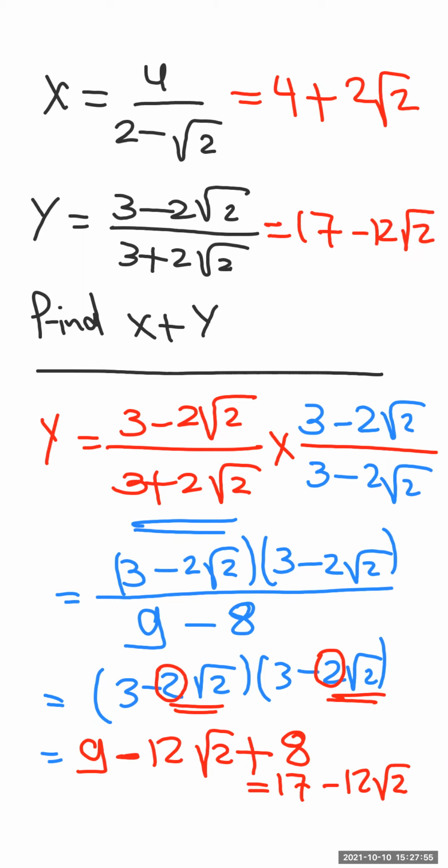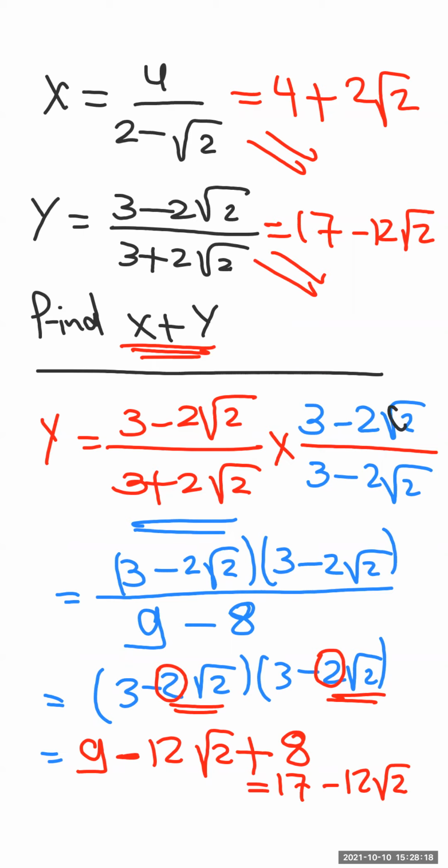What was required in that question? The requirement in that question is to simplify x and y, or to make the denominator an integer, or even to make the denominator a rational number, and then find x plus y. Now we got x in the simplest form, y in the simplest form. Then the next step is to add x and y.